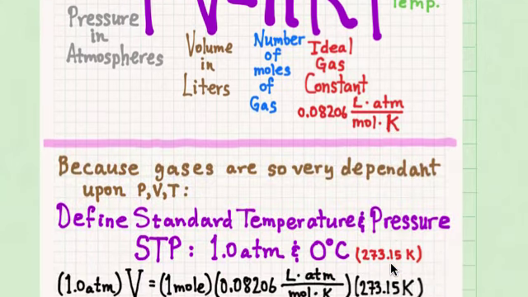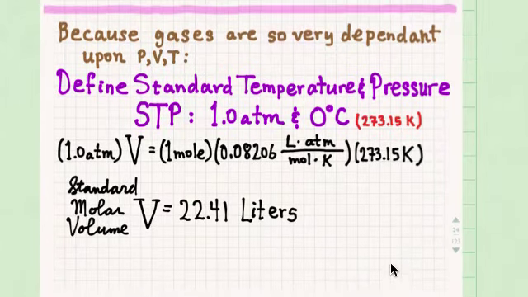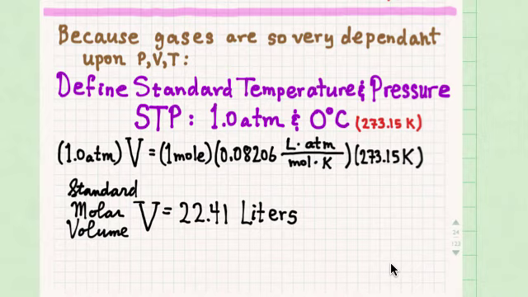Also, because gases are so fickle and variable, we like to refer to standard conditions. For a gas, standard temperature is 0 Celsius, which is 273.15 Kelvin, and the standard pressure is 1 atmosphere pressure.